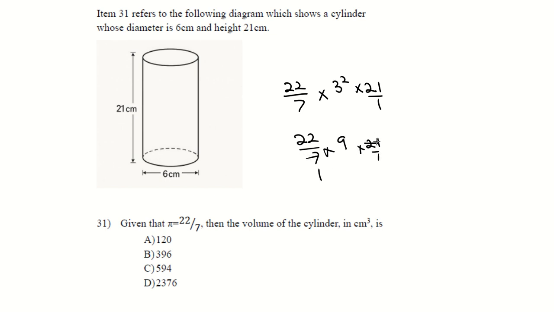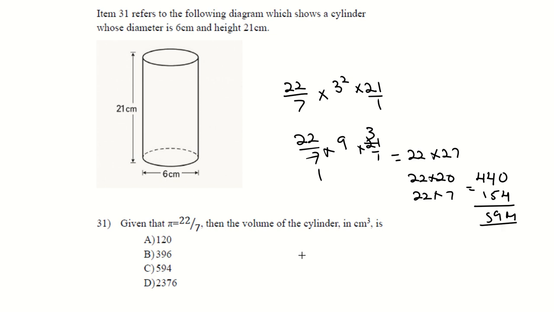7 into 7 is 1, 7 into 21 is 3, right? 9 threes are 27. So now you're going to get 22 multiplied by 27. That's 22 multiplied by 20 plus 22 multiplied by 7. This would be 440. 7 twos are 14, 7 twos are 14, plus 154. That's 4, 9, 594. So the answer for this one is C.